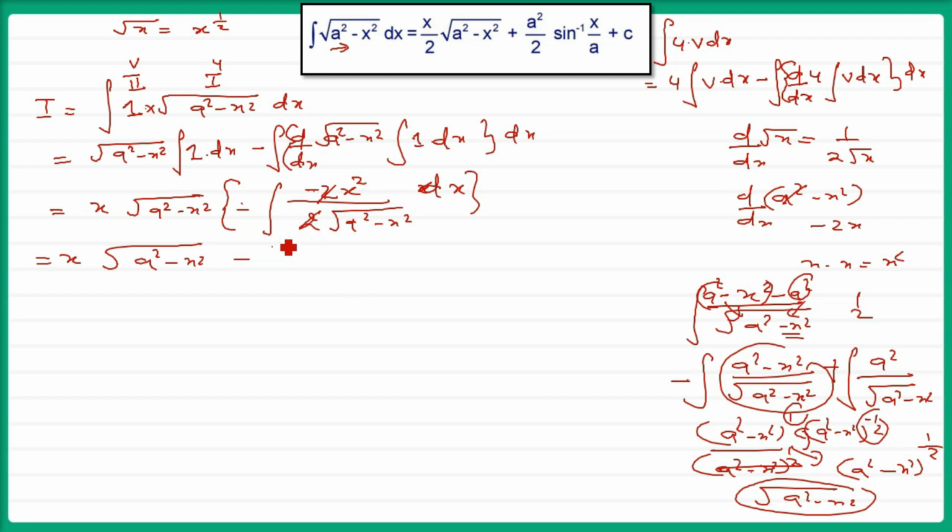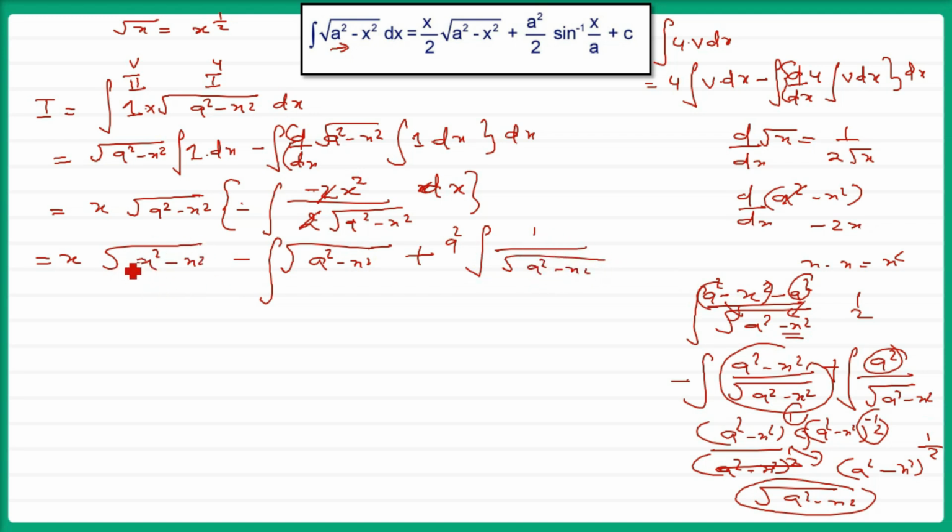There is an integration also, right? A square minus x square under root a square minus x square. Let me write it like this. Then we have this a square by under root a square minus x square. So a square you can take common. So plus a square you just take outside, and after this integration you have 1 divided by under root a square minus x square. Now we have a direct result.